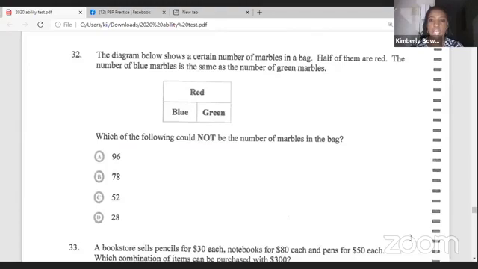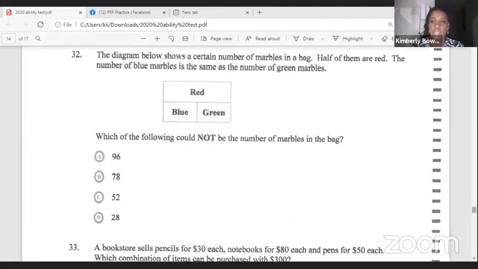For 32, the answer is 78. Yes, Zenny, very good. Kayla, Jaden, JT. Yes, a lot of persons are saying B. Very good, everyone. Let's move on to the next question.